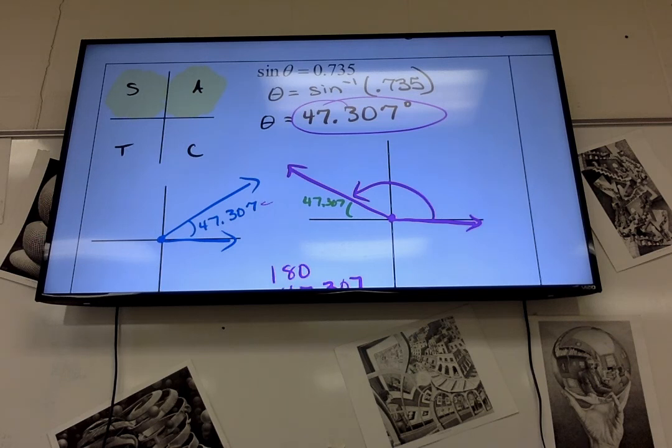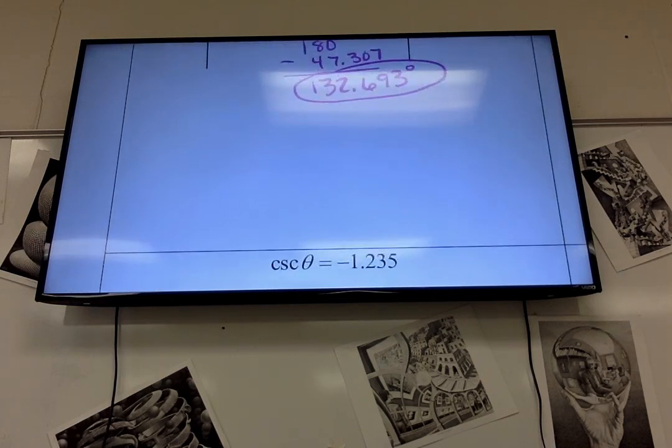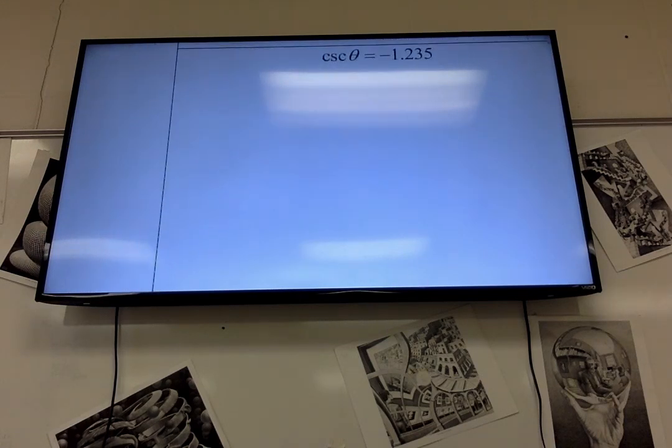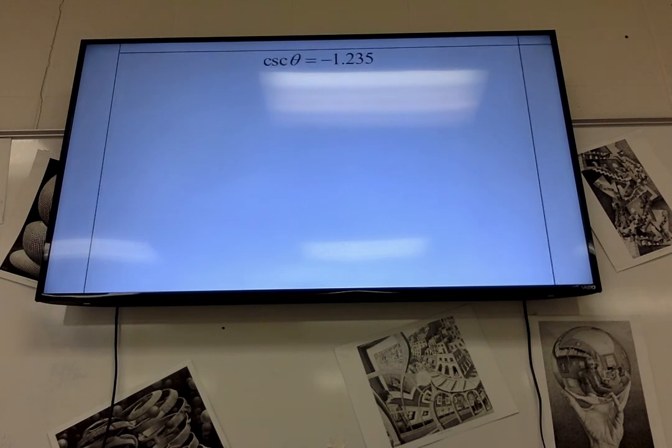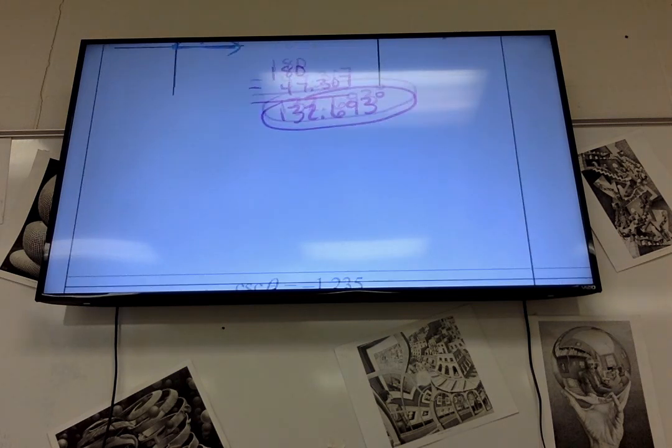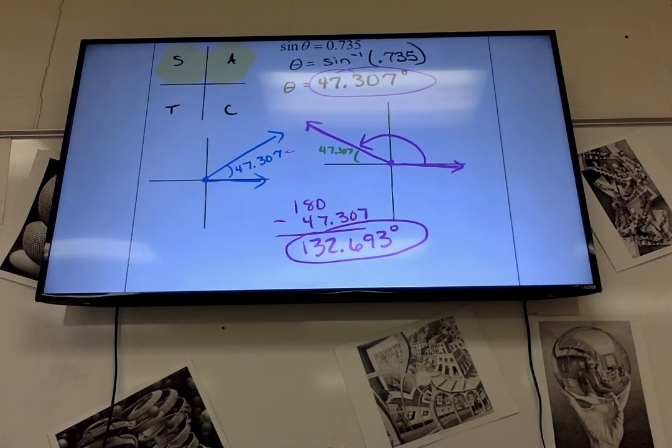Okay, I'm gonna skip down, go below it. Do this one. So those are the 2 answers? Yes, those are our 2 answers. One's in the first quadrant, the other one's in the second quadrant. And you could try it out: what you would do is you would take the sine of 132.693 and it gives us 0.735.